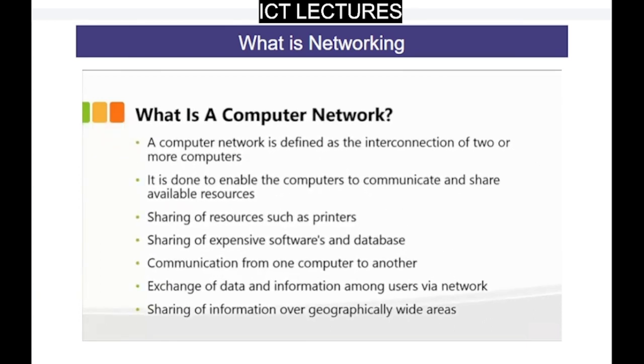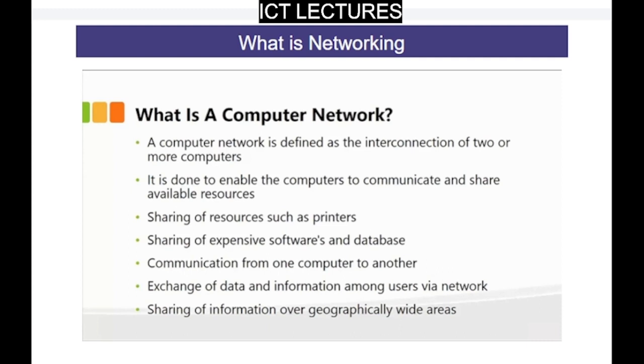So what is a basic computer network? Think of this as a computer network which primarily is defined as the interconnection of two or more computers. Now this could be other devices as well. Nowadays we have mobile devices, we have wireless computing, for example, and so on. But just the very basics is the fact that a computer network is defined as the interconnection of two or more computers, and these computers can be connected through any medium, so physical cables or wireless and so on. It is done to enable the computers to communicate and share available resources.